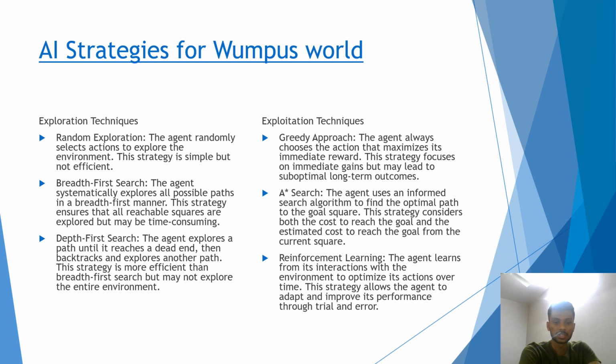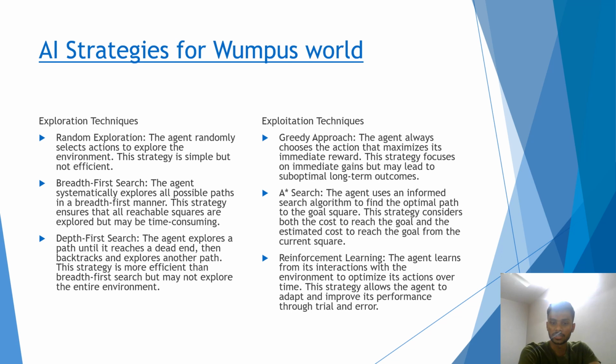In depth first search, the agent explores a path until it reaches a dead end, then backtracks and explores another path. This strategy is more efficient than breadth first search but may not explore the entire environment. Exploitation techniques. Greedy approach. The agent always chooses the action that maximizes immediate reward. The strategy focuses on immediate gains but may lead to suboptimal long-term outcomes.